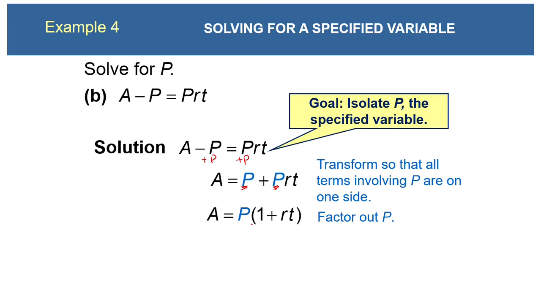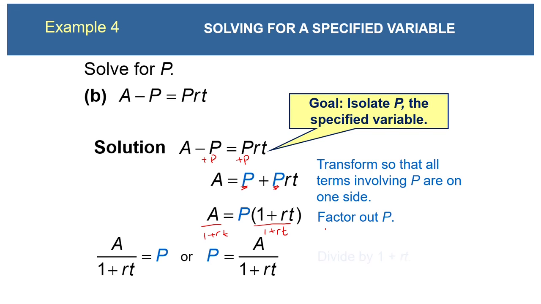And now I could solve for P by dividing both sides by 1 plus RT. If I divide both sides by 1 plus RT, we get A over 1 plus RT equals P, or P equals A over 1 plus RT. And that's the solution for our principal. If we were looking for the principal, we would be able to find it now.